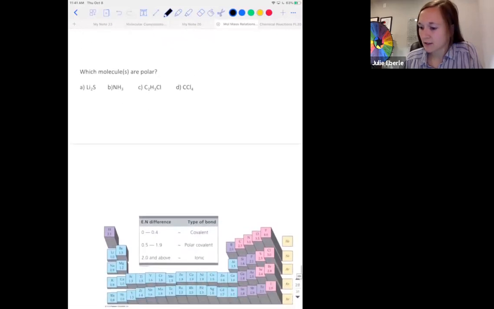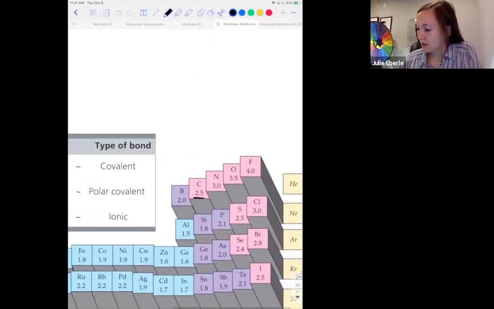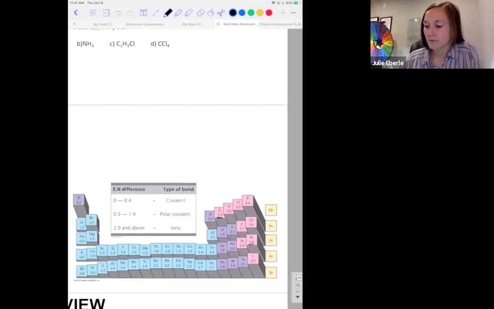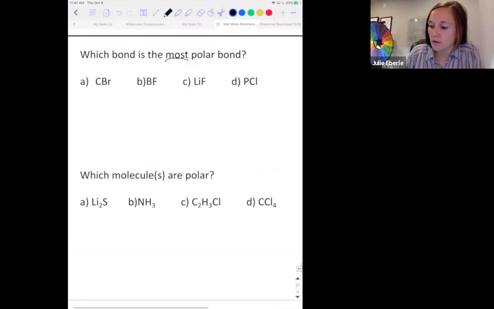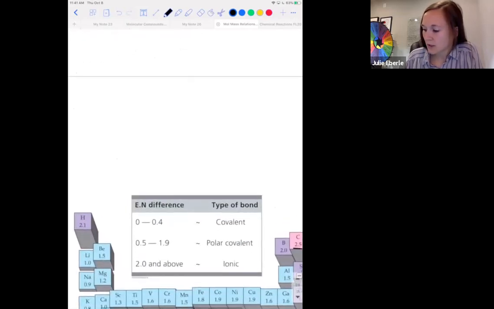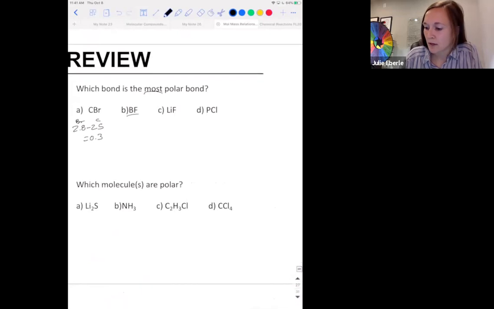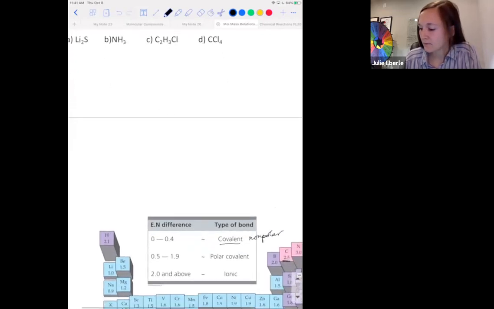So the first one is CBr. So let's find carbon is 2.5, bromine is 2.8. So we'll do 2.8 minus 2.5. This was bromine, this was carbon, and we get a difference of 0.3. I think I put the table down here too. 0.3, this is just nonpolar covalent. So guess what? That first bond's not even polar. Nonpolar.